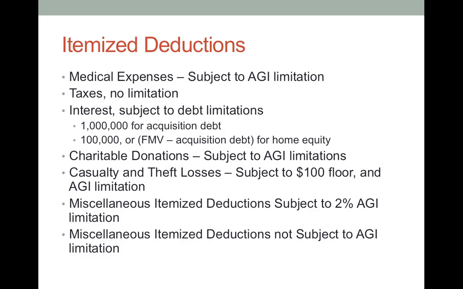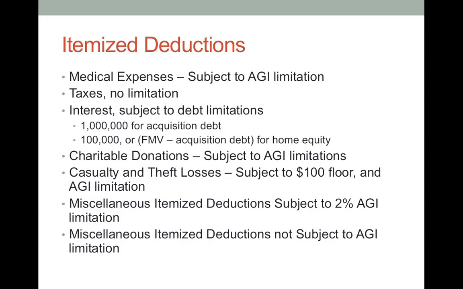Make sure you understand the rules for taxes. We talked about that this morning. There's no limitation for taxes. Okay, any amount that you pay in taxes, if it's deductible, it's fully deductible as an itemized deduction. We talked about interest. Interest is subject to a limitation, but it is not an AGI limitation. If our interest expense deduction is limited, it's limited because of the amount of debt we're carrying, okay? So we talked about this. The limit for acquisition debt is $1 million. The limit for home equity loan is typically $100,000, okay? Or the fair market value of the property minus your acquisition debt. So interest can be limited, but it's not limited by AGI. It's limited by the amount of debt you're carrying.